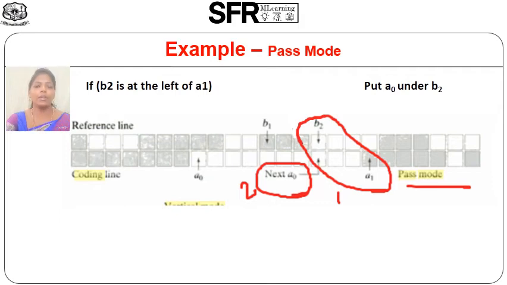If we come to the pass mode, then we have to put A0 under B2 for the further coding process. So at number 1 we find that it's a pass mode, and at number 2 we move A0 to the new position. Here the coding involves from B1 to B2, and the code word we find is 0001.